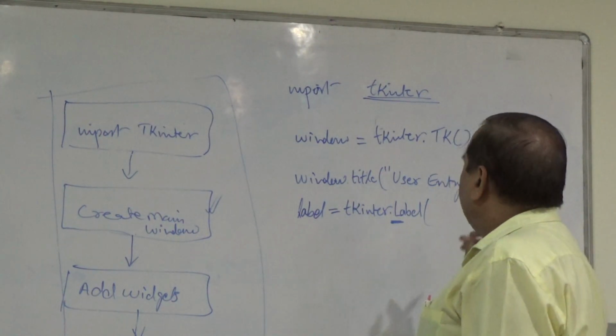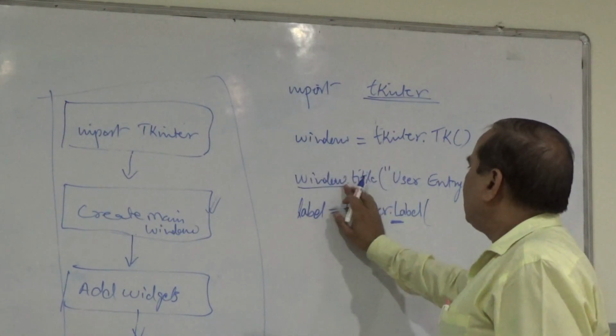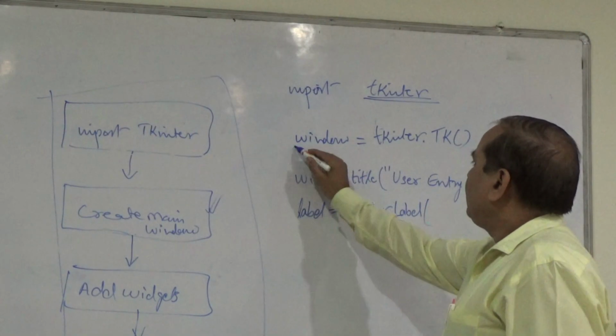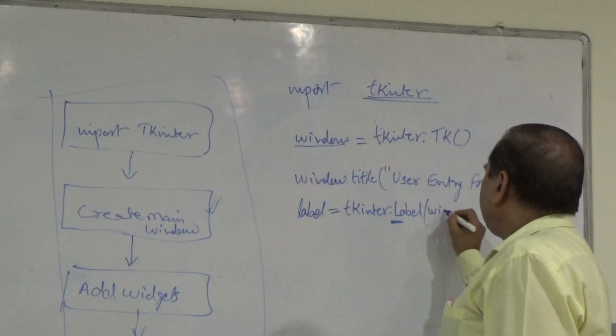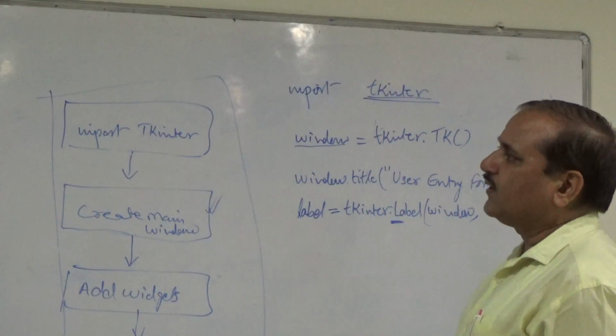Okay, now where are we going to add this? In this window, this main window. What is the name of the main window here? The main window name is window. So we are going to write window here. This is the first thing we are going to write.